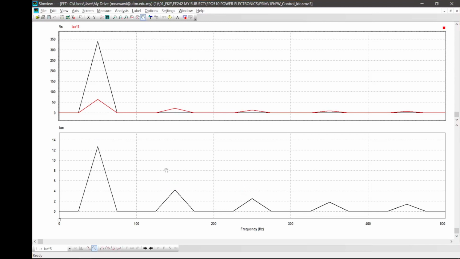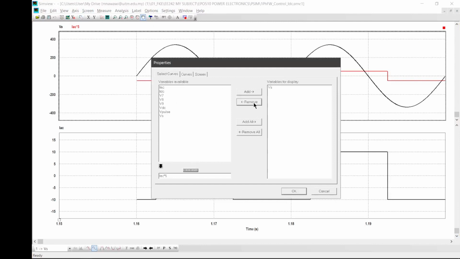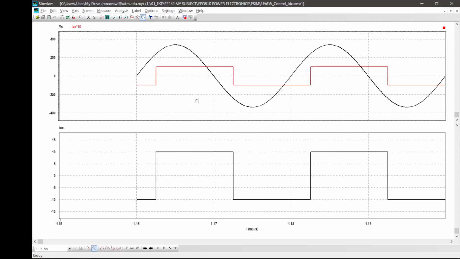But the problem is, if you look carefully, if you consider the fundamental of this current, remember when you do the harmonic spectrum, it gives you the value of the fundamental, the sinusoidal waveform current at fundamental. I probably need to get it higher. I need to multiply by 10. I want to make it a larger value. Alright, so that is my current waveform.